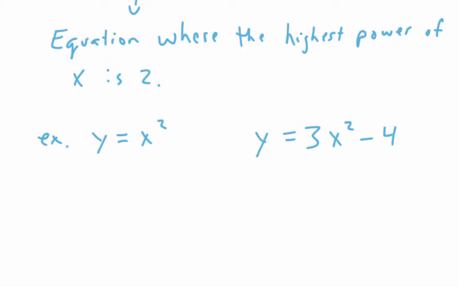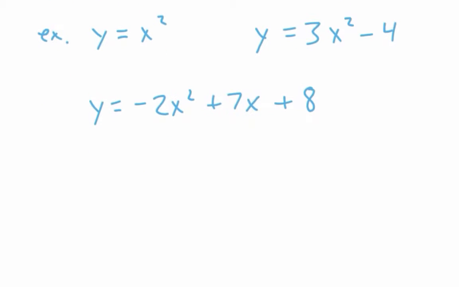Or a third example would be something like y equals negative 2x squared plus 7x minus 8 or something, or maybe a plus 8. But the key is you have to have an x squared, and you can't have something higher than an x squared. You can't have an x to the third or something like that. Feel like you know enough to be dangerous? Okay. Then no, unfortunately that's not it. I mean, fortunately there's more exciting learning that gets to take place.